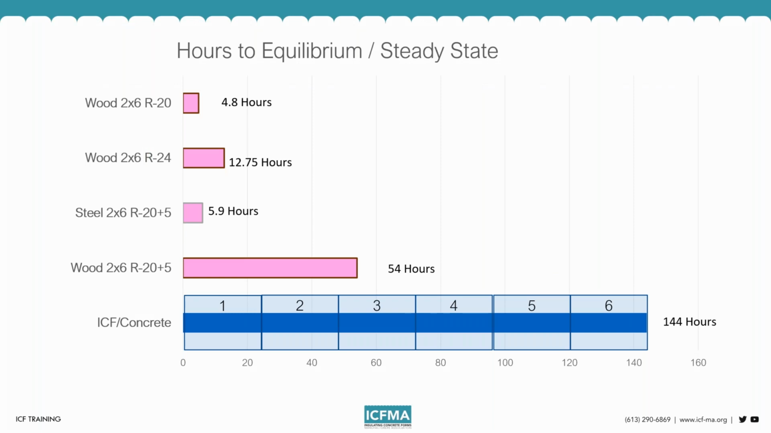And to illustrate that time to steady state for all of these different types of categories, you'll see here that a basic 2x6 wall with just R20 insulation only takes about 4.8 to 5 hours to move to steady state. A steel wall takes about 6 hours, or 5.9 hours, versus an ICF concrete wall, which takes a tremendously longer period of time to get to that point.